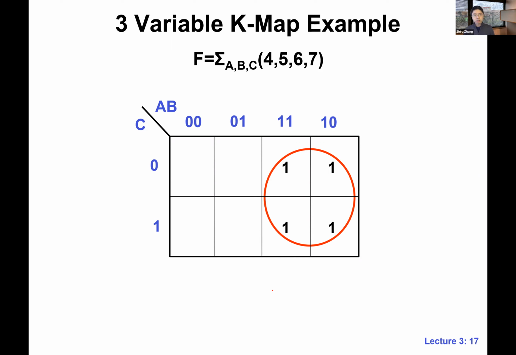So can you guys read it out? What is the corresponding product term? Just A, right? Again, check out the things that are common. Since we are spanning 2 rows, C is not common. This whole circle is spanning 2 rows, so C is not common. The only common thing is A, and in both columns, A is 1. So that's why we just write A, that's it.